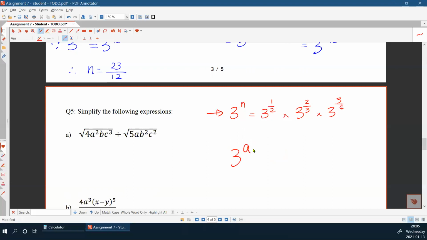When you have 3 to the a power times 3 to the b power times 3 to the c power, what's the result? Okay, let me show you another example. 3 to the 2nd power times 3 to the 3rd power times 3 to the 4th power. What's the result?